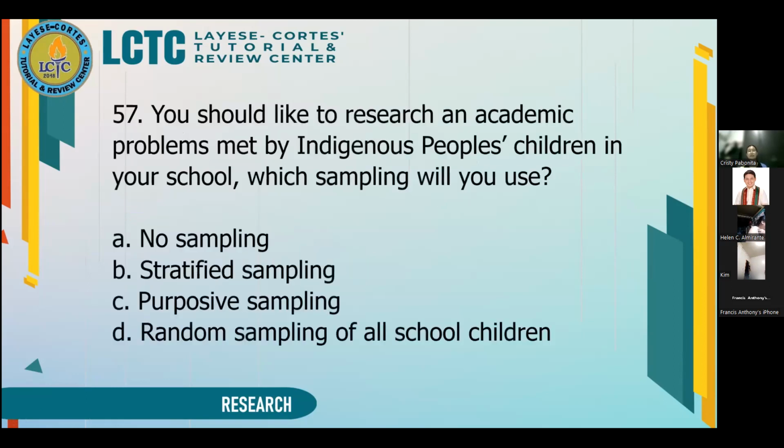Okay, 57. You would like to research the academic problems met by indigenous peoples' children in your school. So which sampling will you use? Unsa man tong nga klase nga sampling if naa kay target? Purposive, ma'am. Purposive sampling. Yes, very good. So purposive sampling. Kay ang atong target dere is academic problems met by indigenous people's children. So that's our purpose. That's the target, purposive. Okay, so the answer is purposive sampling.